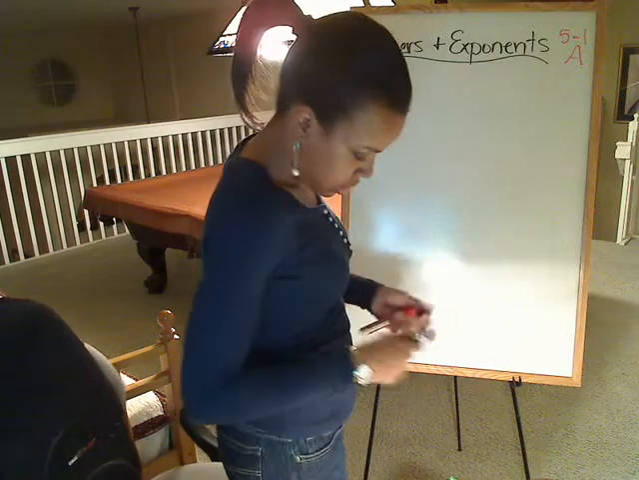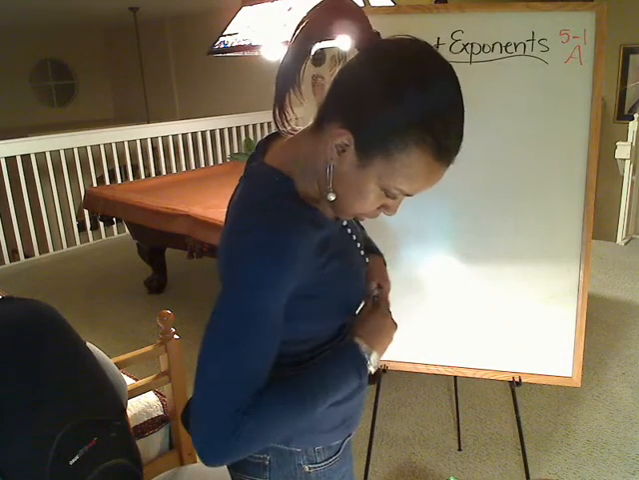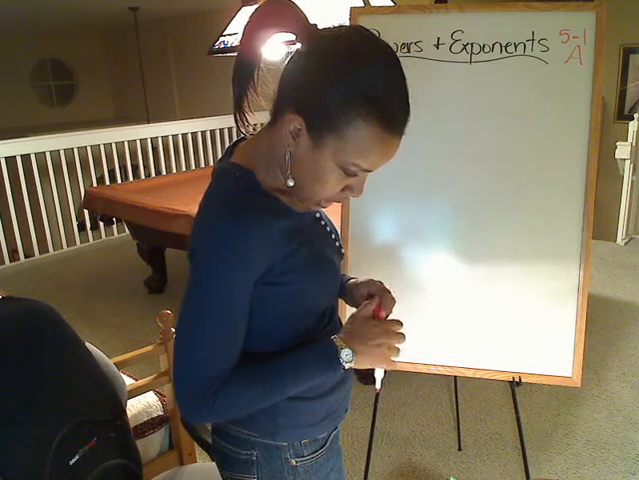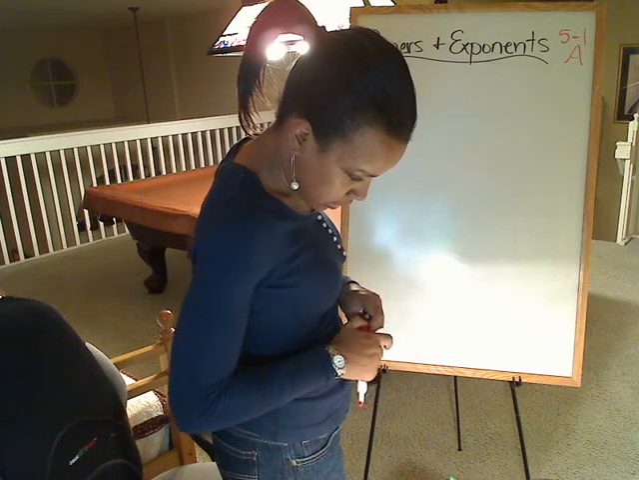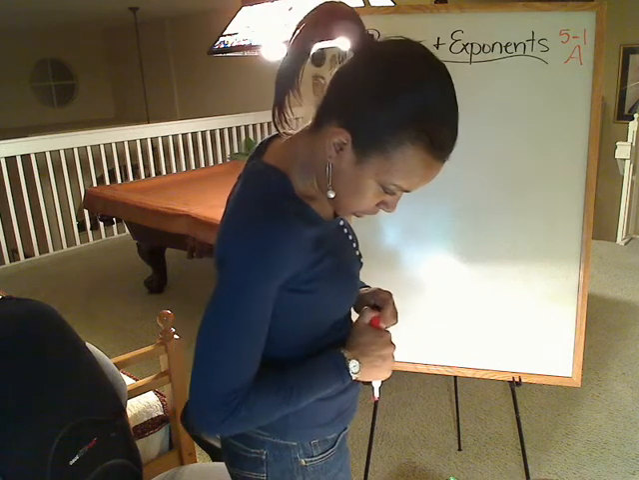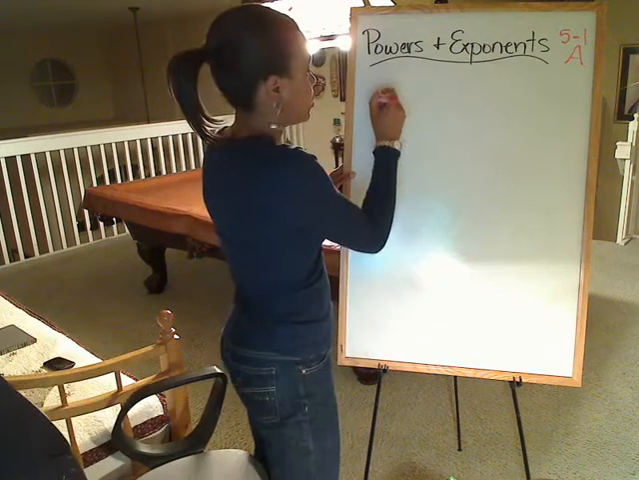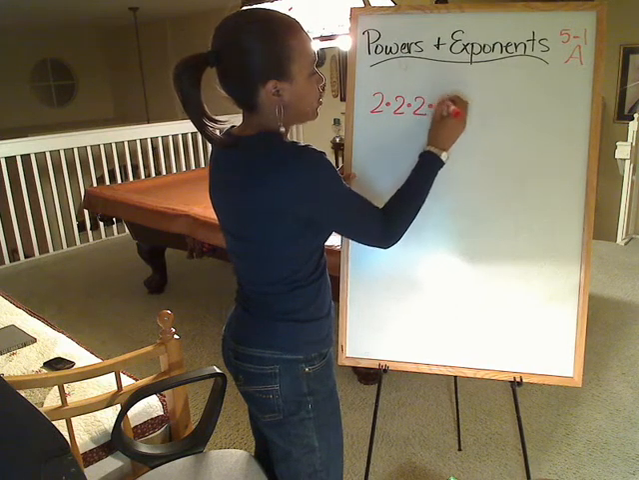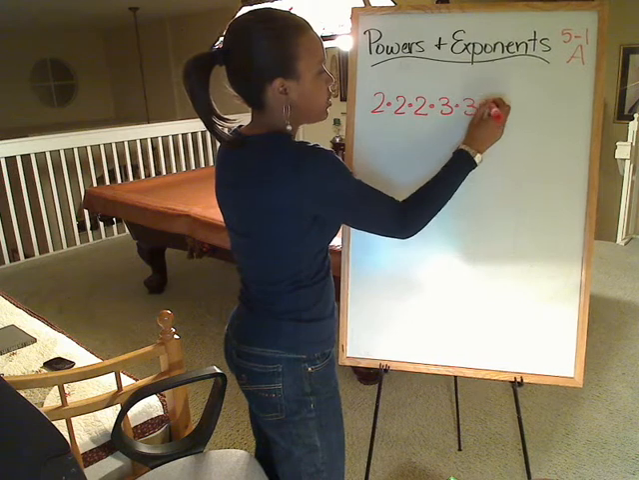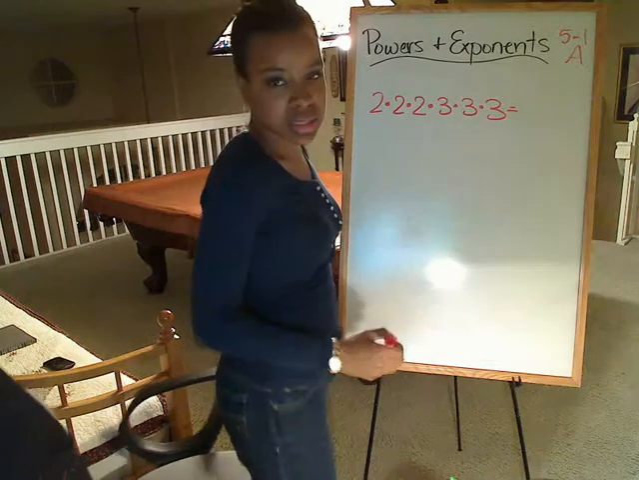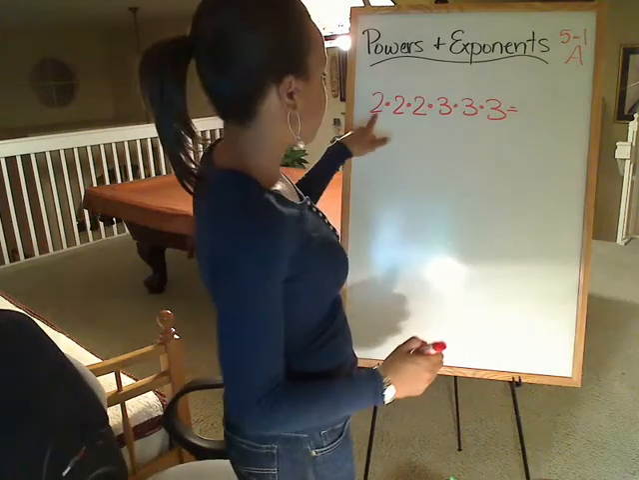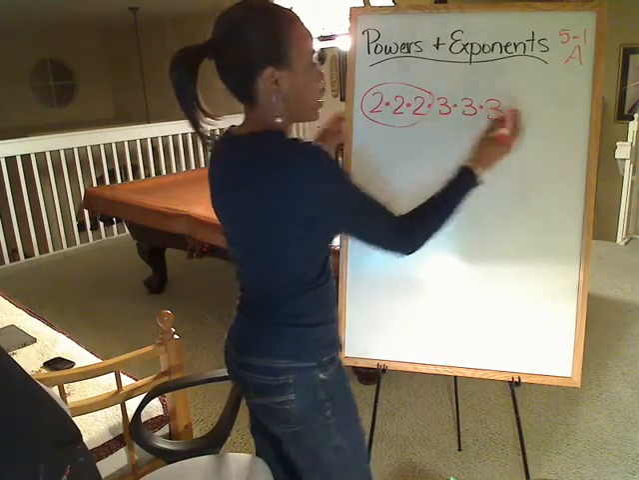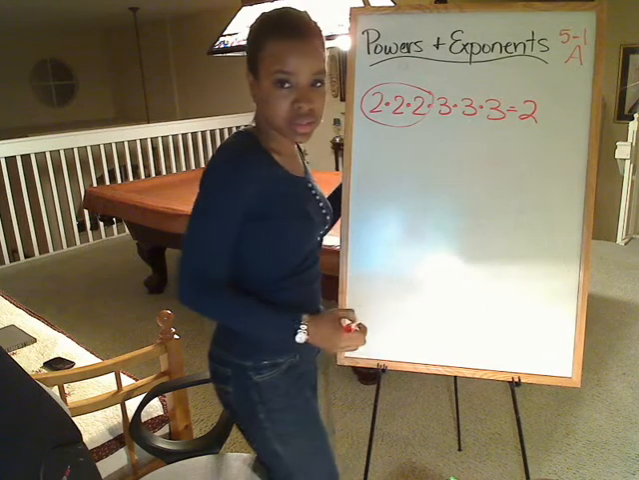Okay, let's do another example. Let's say I have 2 times 2 times 2 times 3 times 3 times 3. How would I write that as a power? I have 3 2's, so you're going to group them. How many 2's do you have? So you put a 2 as your base.